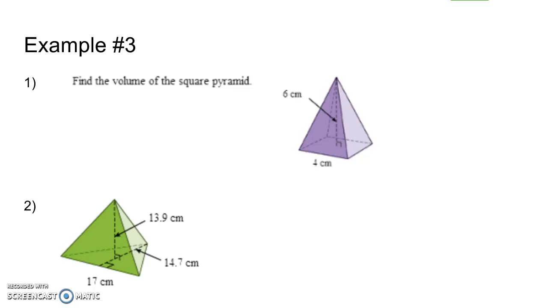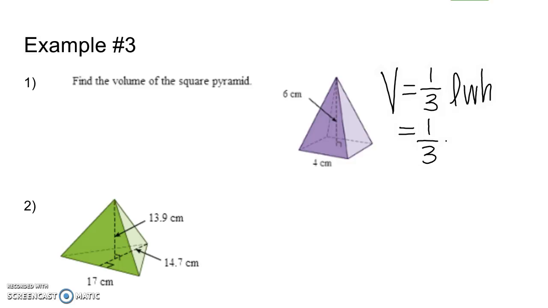Since it's a square pyramid, I'm going to have 1/3, and then what's the area of a square? It's going to be 1/3 length times width times height. And then I'm going to save that 1/3 for the end. Now, since I know that this is a square pyramid, if the length of the base is 4, I know the width of the base is also 4, because it's a square on the bottom. The length and the width are the same. So I'm going to say 4 times 4, and then the height of the pyramid there is 6.